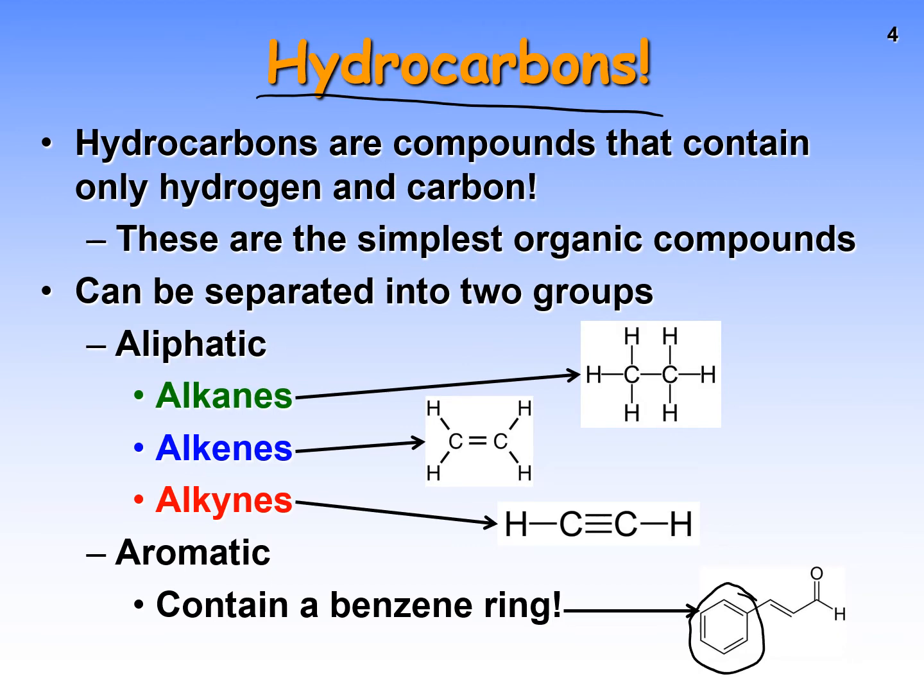Let's talk about the alkanes, alkenes, and alkynes. We're not going to focus on aromatic compounds. We're going to focus on aliphatic hydrocarbons. Alkanes have only single bonds around our carbon, as you can see here. Alkenes have at least one double bond.